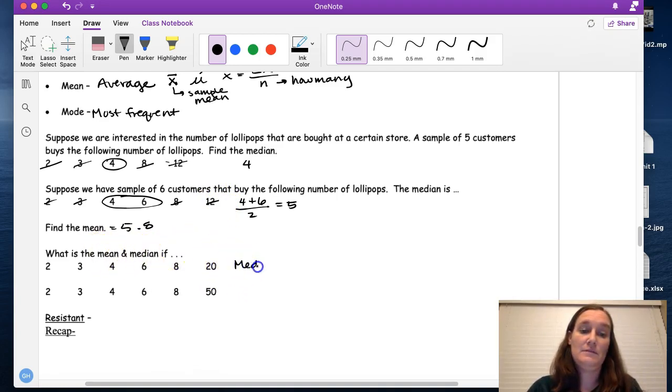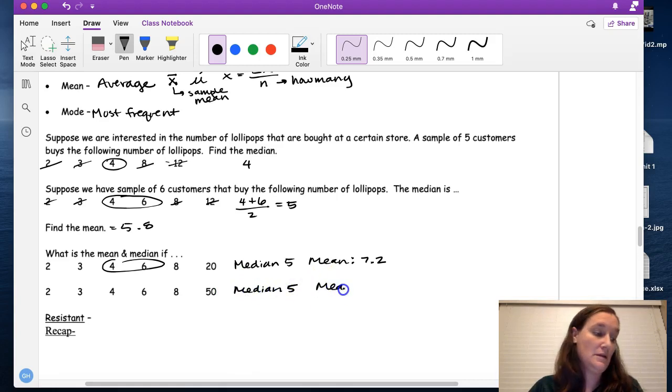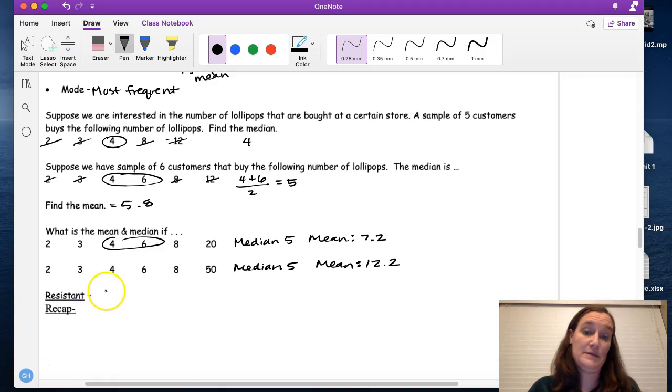Well, the median, your middle numbers, if you count to the middle, are still 4 and 6. So your median is still going to be 5. Your mean, though, if you add them up and divide by how many there are, is going to be 7.2. And if we make that last person buy 50 lollipops, your median is still going to be 5, but your mean is now going to be 12.2. So that brings us to an important point about the mean and the median.